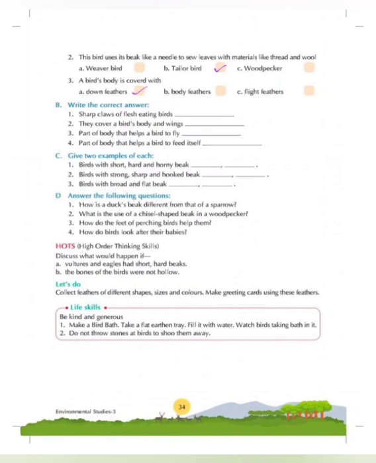Question number B. Write the correct answers. Question number 1. Sharp claws of flesh-eating birds. So they are called talons. Second, they cover the bird's body and wings. So that is body feathers. Third, part of the body that helps the bird to fly. So it is wings. Fourth, part of the body that helps a bird to feed itself. So the answer will be beak.